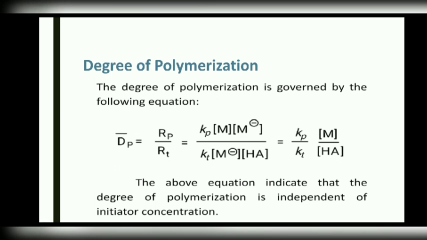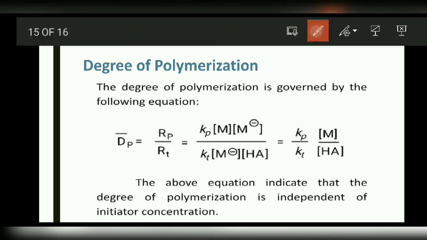Then let us know about the degree of polymerization here. What is degree of polymerization? It is the number of monomer molecules present in the given polymer chain, right? And that degree of polymerization is given by this equation, that is DP bar is equal to Rp by Rt, that is the ratio of rate of propagation to the rate of termination.